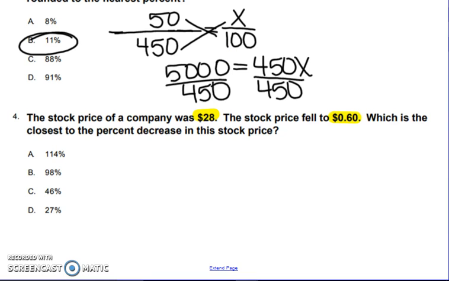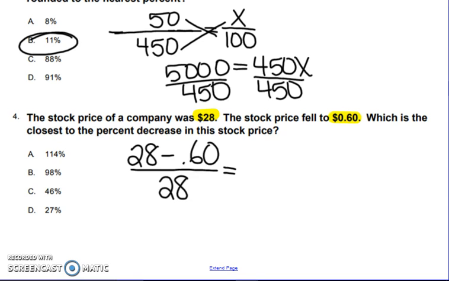So, which one's higher? 28. So 28 minus my other number, which was 60 cents. And we want to take the original number. So it says that it was 28 and it fell. So we know that 28 is the original. So we're going to pop that into the denominator. And it does ask us for the percent decrease, so we're going to find the percent and put that right over 100.